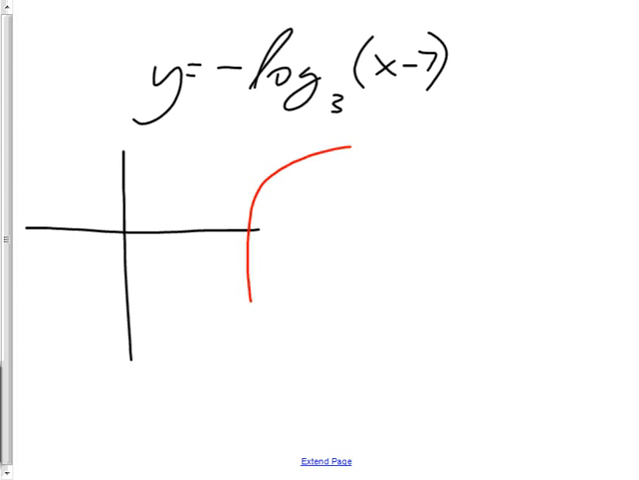Do the parentheses matter? Yes, they do, because it's telling me that I moved to the right of 7. If there were no parentheses there, then that would mean that it's an up or a down 7. So if this looked like this, negative log base 3 of x minus 7, then you would know, oh, my whole log needs to move down 7.